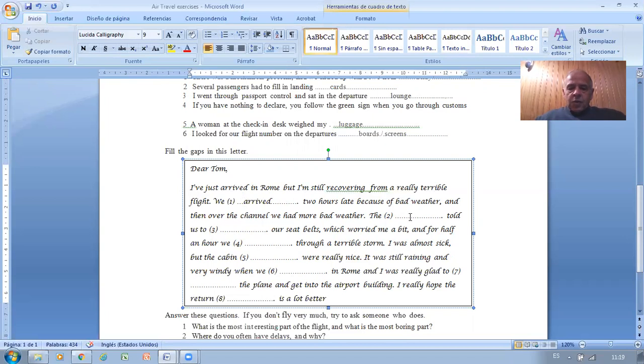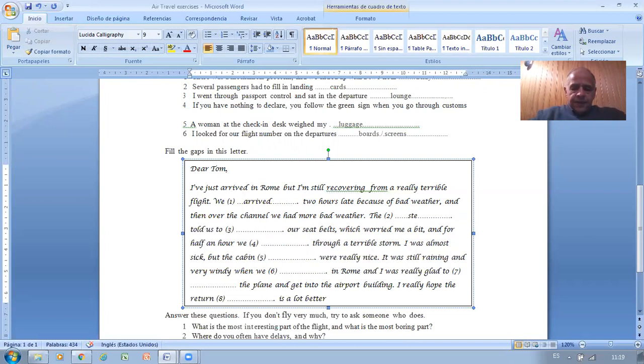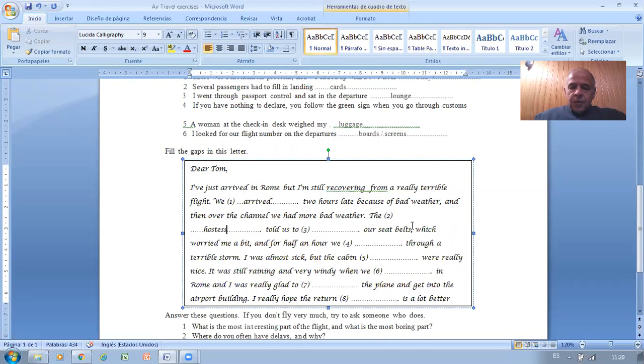Who told us to fasten our seatbelts? So the hostess or the stewardess could be, we're going to use hostess, it's more popular. Yeah, the hostess told us to fasten our seatbelts, which worried me a bit.